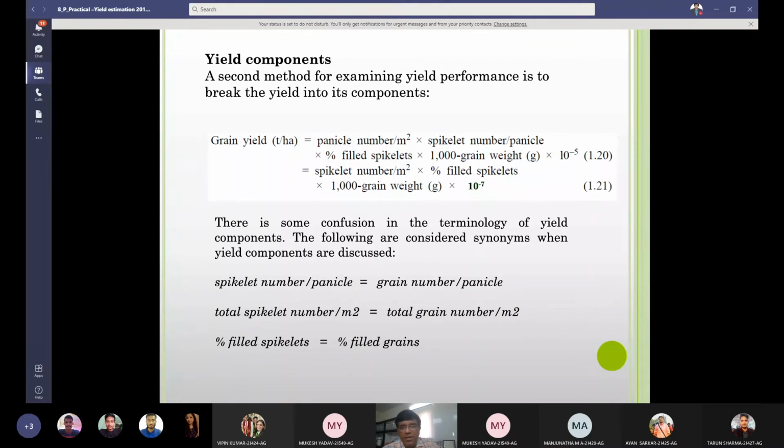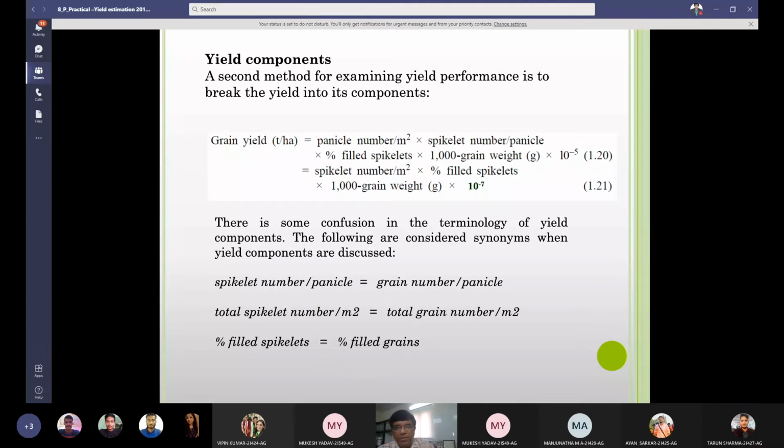Grain yield is obtained by multiplying panicle number per meter square. You can calculate as I have shown you in the last slide, and it is multiplied by spikelet number per panicle, how many spikelets were there, into percentage filled spikelet into 1000 grain weight, and multiplied by the factor 10 to the power minus 5.